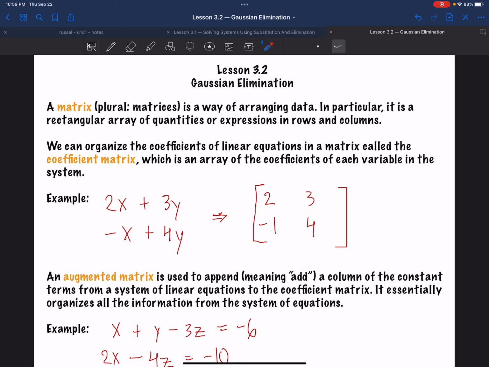And this will be written... Sorry, this is bothering me. If the left one's going to be imperfect, then the right one's going to be imperfect. There we go. That looks better.